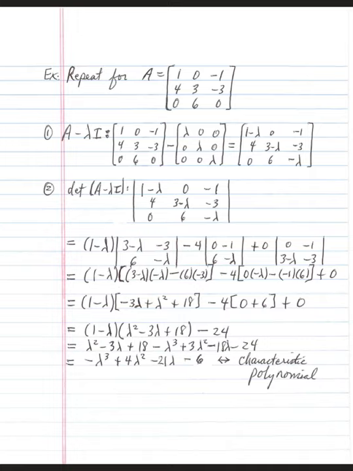Arranging all these terms in descending order and combining like terms, we have a negative lambda cubed. There are 2 lambda squareds, a 1 and a 3, so that totals out to 4 lambda squared. 2 terms with a lambda, negative 3 minus 18, that totals negative 21 lambda. And then finally a couple of constants, 18 minus 24 is negative 6. That's your characteristic polynomial.